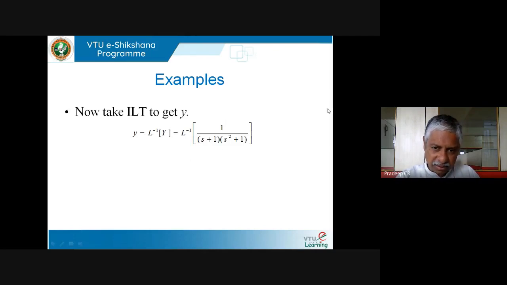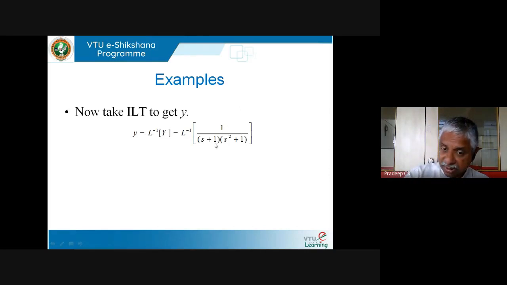This is a rational algebraic expression, with numerator 1 and a denominator that has two terms, s plus 1 and s square plus 1. Both are irreducible, meaning I can't factorize this further. S square plus 1 I can factorize with complex numbers, and s plus 1 is anyway degree 1. So I will rewrite this as partial fractions, A by s plus 1 plus Bs plus C by s square plus 1, because it's a quadratic term. The numerator can have, in the worst case, a linear term. So it must be Bs plus C.